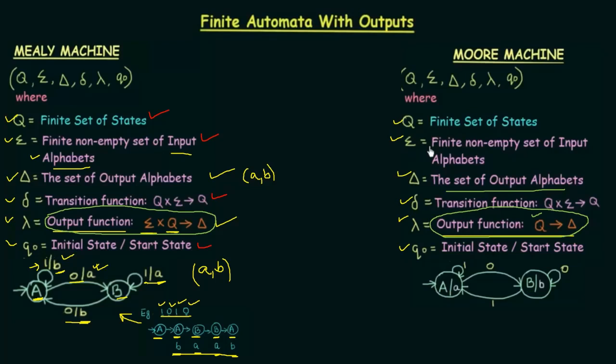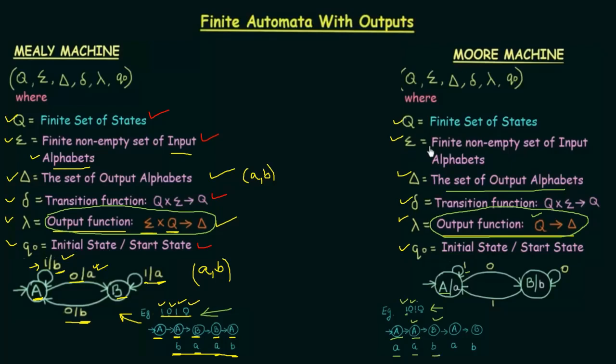Now what is going to happen if I apply this same string? I am again applying 1010. So first of all, I am coming to this initial state of A. Regardless of the input alphabet, it is going to produce an output alphabet of small a. Then I am applying this 1, at first I am going to apply 1. So if I apply 1, it is producing a self loop. So I am currently again in capital A, and it is going to produce output alphabet of small a. Then again I am applying 0, so it is going to go to B, and if I am in B, now it is going to produce the small b.